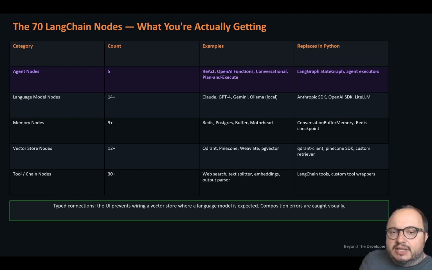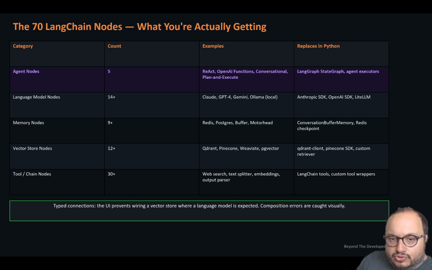Memory nodes, nine backends: buffer for parallel sessions, Redis for persistence across restarts, Postgres for durable long-term memory, Motorhead for structured entity retention. We will use Redis in episode 2. The important point is that persistence is a node configuration, not code you have to write.